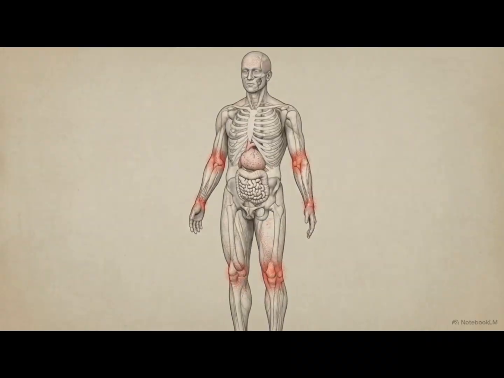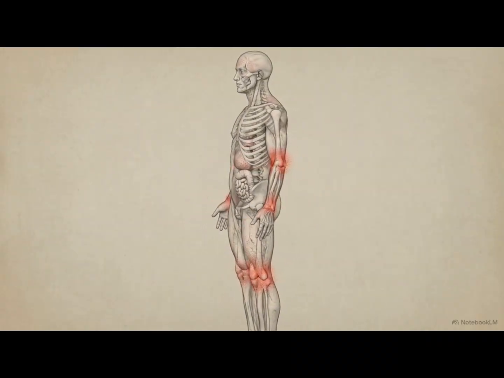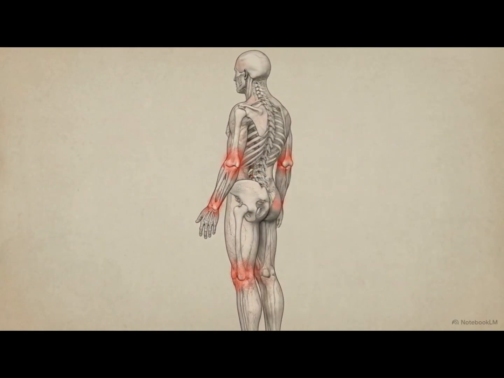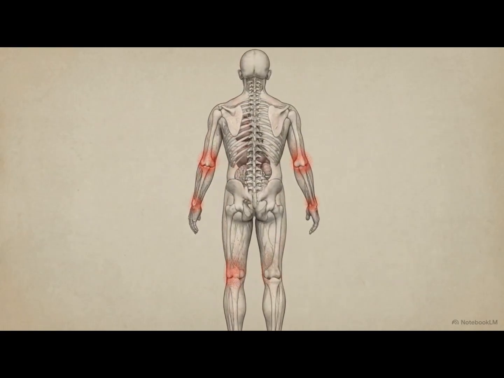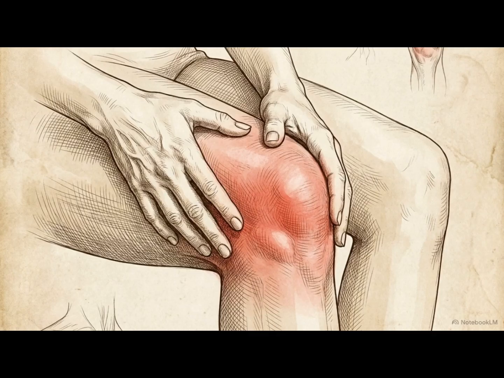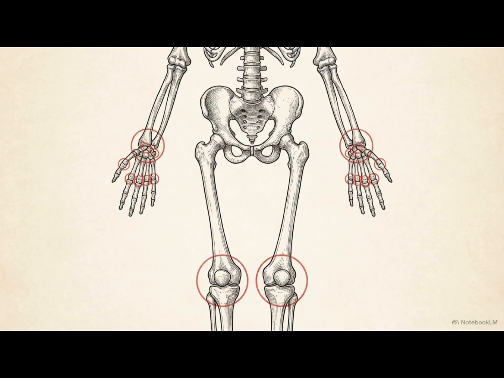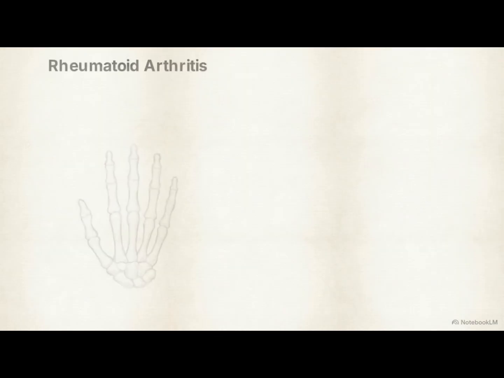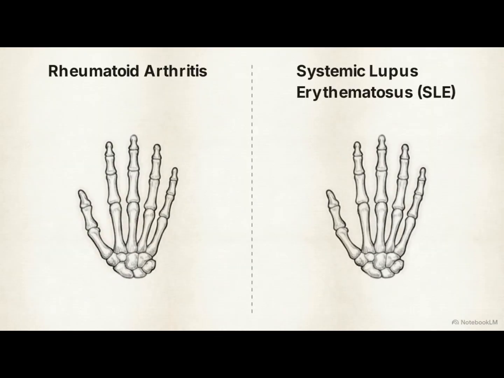The clinical onset of SLE is highly variable. It can develop abruptly with high fever and sudden multi-system failure, or it can creep in insidiously over months or years, presenting as intermittent malaise and joint pain. Joint symptoms are the most frequent early indicator, occurring in approximately 90% of patients. This ranges from transient aches to acute polyarthritis.